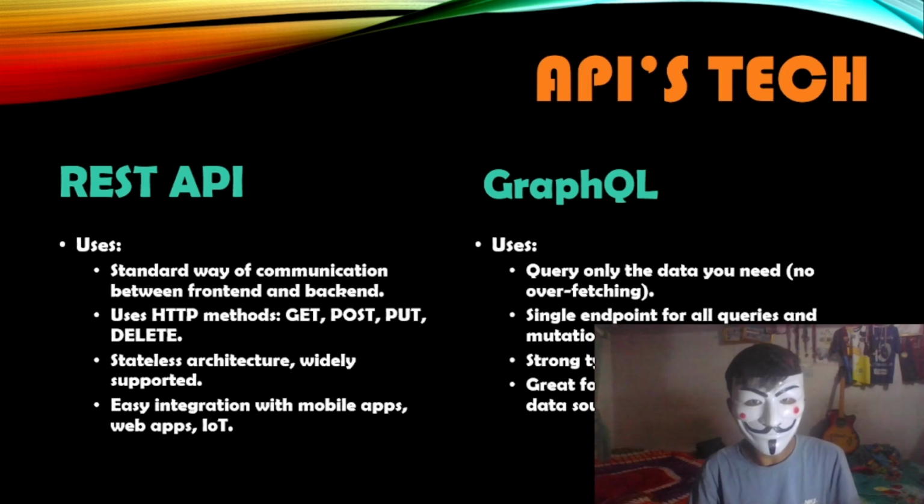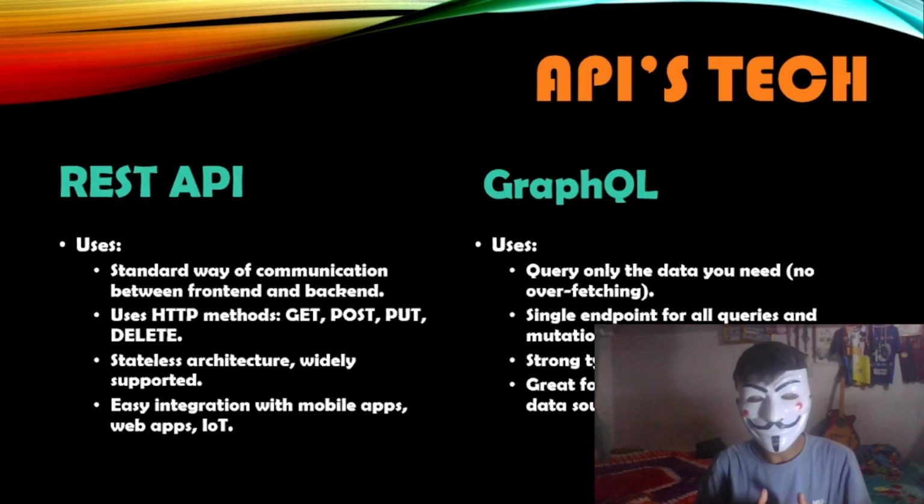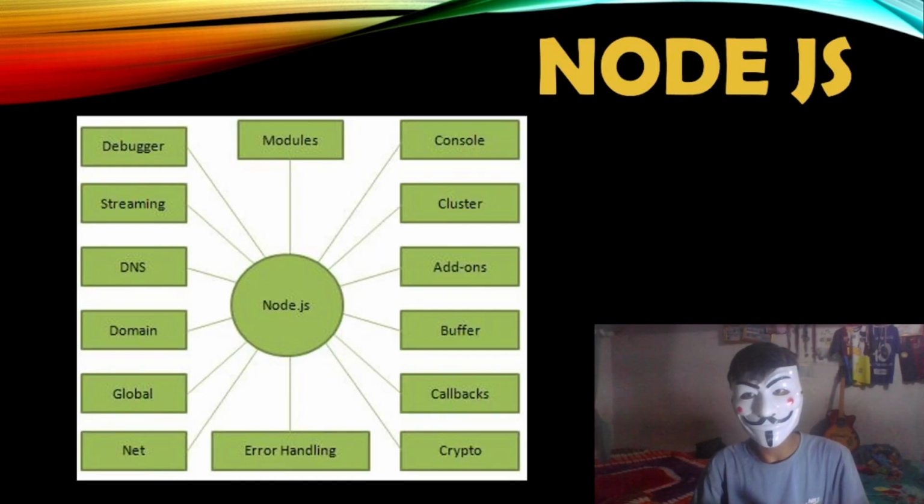It uses HTTP methods like get, post, put, and delete. It is a stateless architecture, widely supported, easily integrated with mobile apps, web apps, and IoT. And GraphQL lets you query only the data you need, avoiding overfetching. Single endpoint for all queries and mutations. Strong typing system. I will suggest you do REST API. This was the definition and description, and we have some things you need to learn for backend dev also, to be a full stack dev.